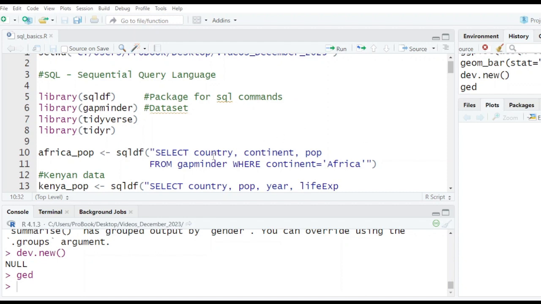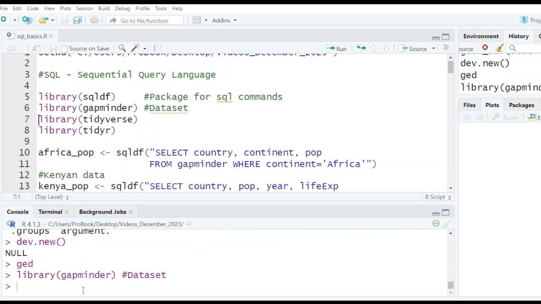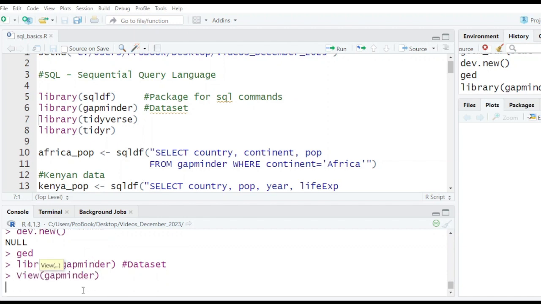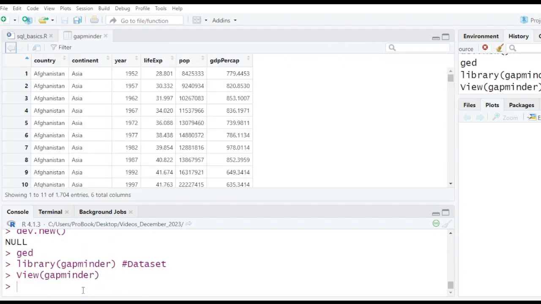It's a natural language, so we want first of all to look at this data, the data we are calling Gapminder. There are just a few columns. There are six of them, and there are a total of 1704 entries: the countries, the continent, the year, the life expectancy, the population, and the GDP per capita.